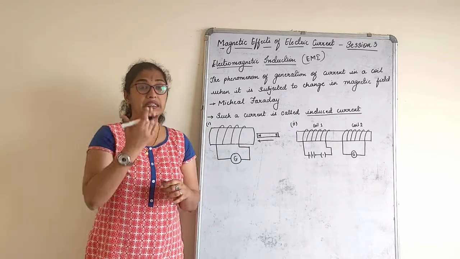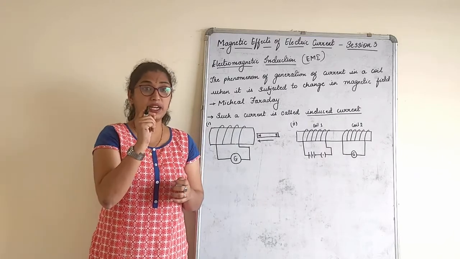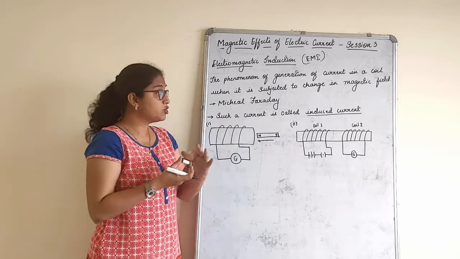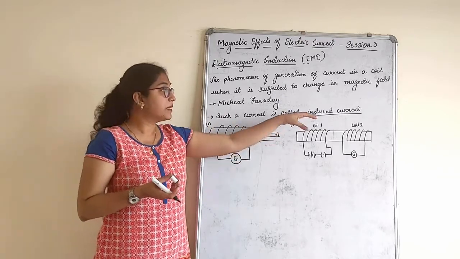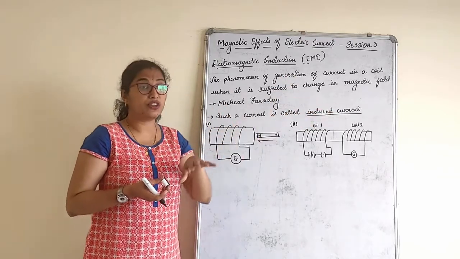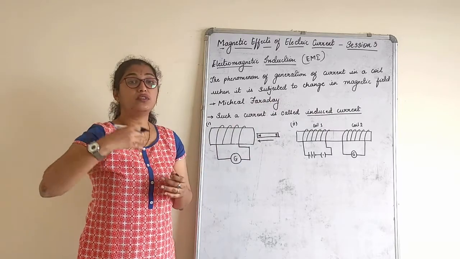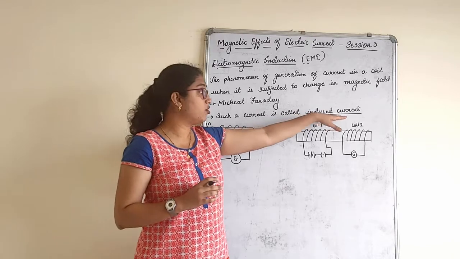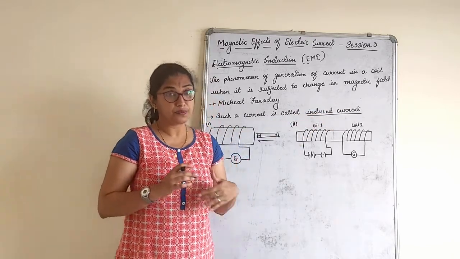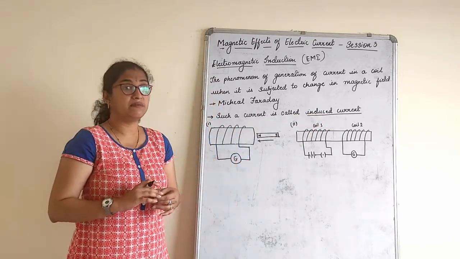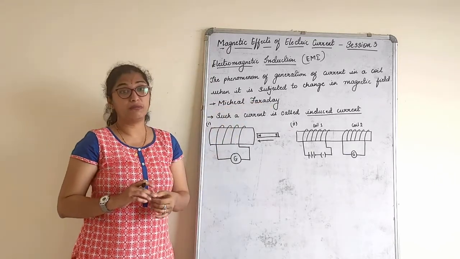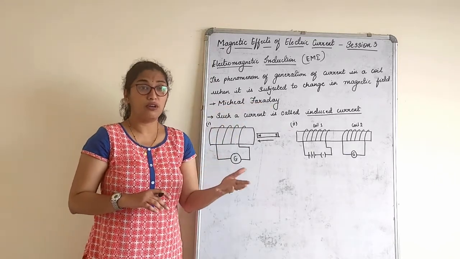Current is current only, children, right? Like how we studied in life processes, blood is blood only, oxygenated or deoxygenated, it is blood only. So current is current only here, but the type of current generated when there is constant change in the magnetic field is called an induced current. We don't study it in the syllabus, but there are also Faraday's laws of electromagnetic induction. There are two laws of Faraday.